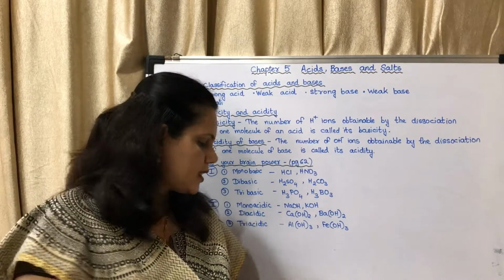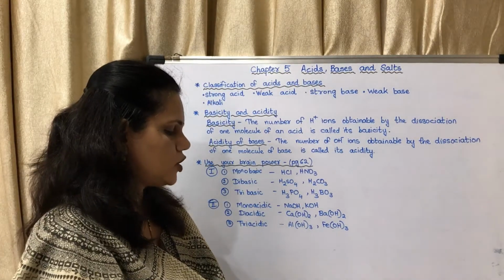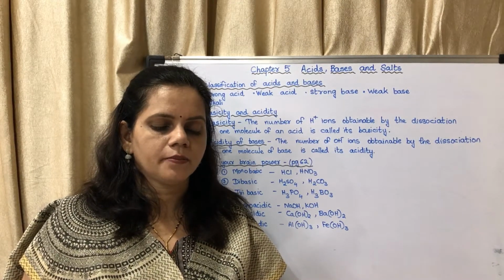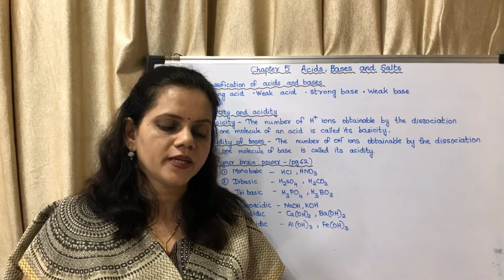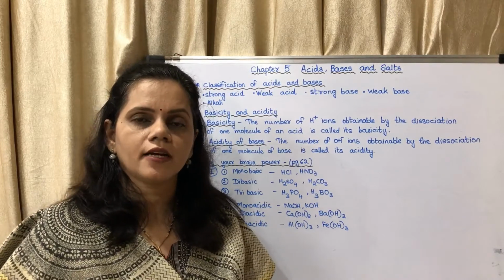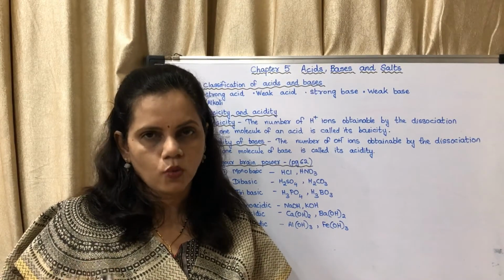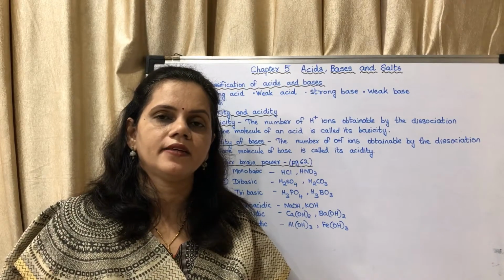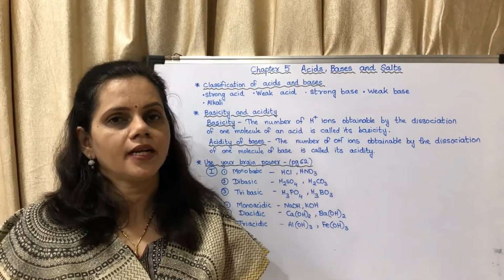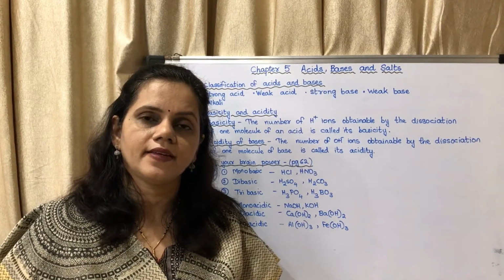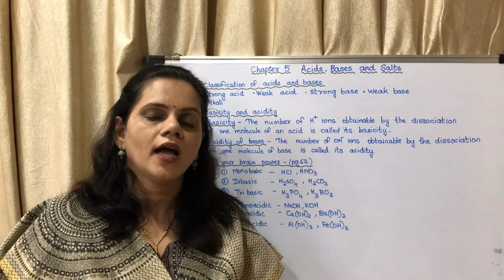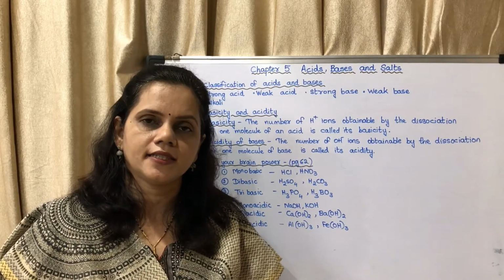Now the next topic is the use your brain power question on page number 62. First, refer to the table on page number 61 and give examples of monobasic, dibasic and tribasic acids. Monobasic means it is having basicity 1, dibasic means basicity 2, tribasic means basicity 3. Similarly, monoacidic means acidity 1, diacidic means acidity 2, and triacidic means acidity 3.